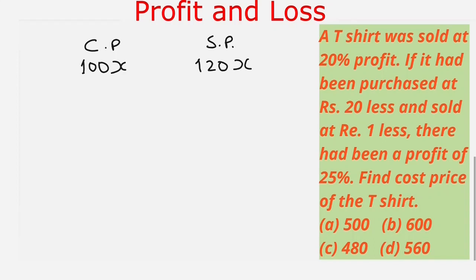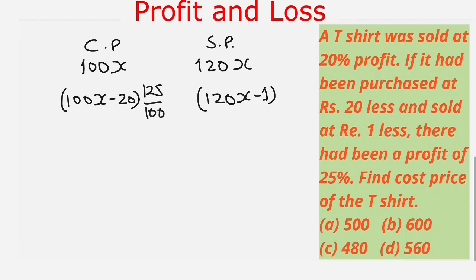The second condition given to us is: if it had been purchased at rupees 20 less, so this will be 100x minus 20, and sold at rupee 1 less, so this will be 120x minus 1. Now the selling price is 25% above the cost price, so we multiply the cost price by 125%, which is 125 divided by 100, and equate these two.